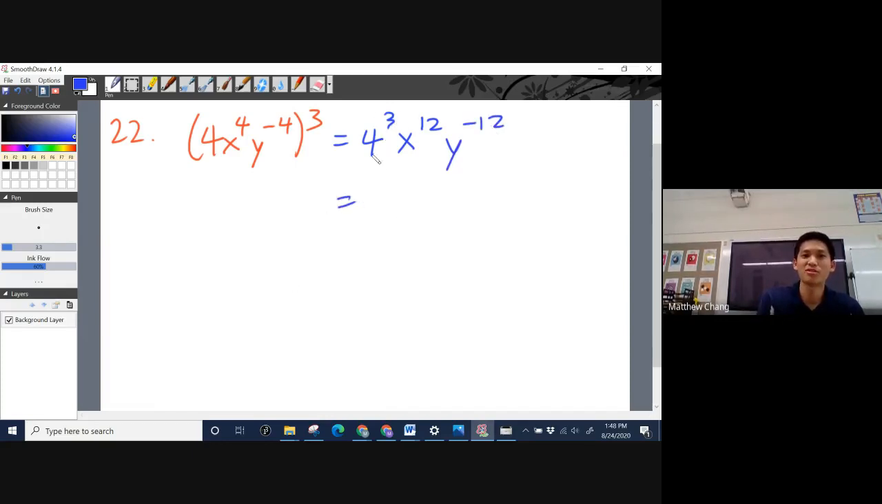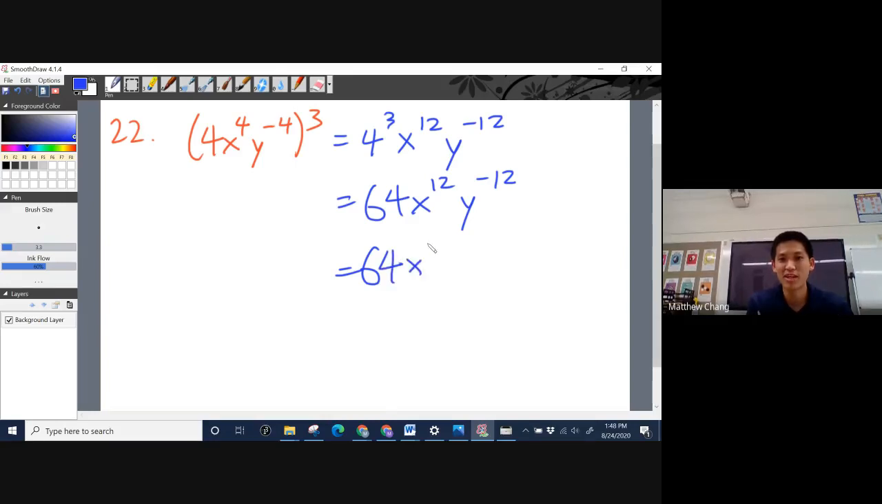So 4 cubed is 4 times 4 times 4. So that's 64. X raised to the 12. Y raised to negative 12. What I see here is I can actually rewrite this as a fraction. So 64 times x raised to the 12 multiplied by 1 over y raised to the 12. So you see this here is the same as this.